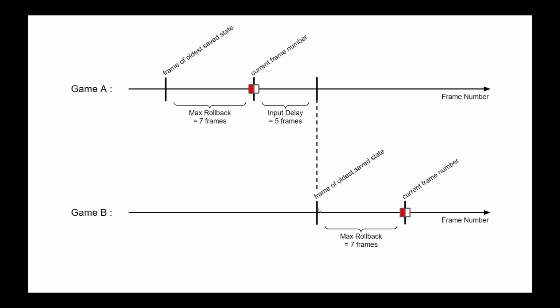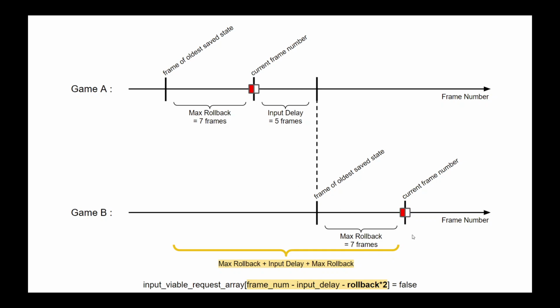Note that the games are waiting for inputs not intended for the current frame numbers, but for the frame numbers represented by each of their oldest saved states. Or, in other words, the frame number given by their current frame number minus the maximum amount of frames they can resimulate later. So, game B should still fulfill requests for inputs from at least up to max rollback plus input delay plus max rollback many frames in the past so that game A can proceed. We have the input viable request array now reset booleans for old frame numbers at that index.